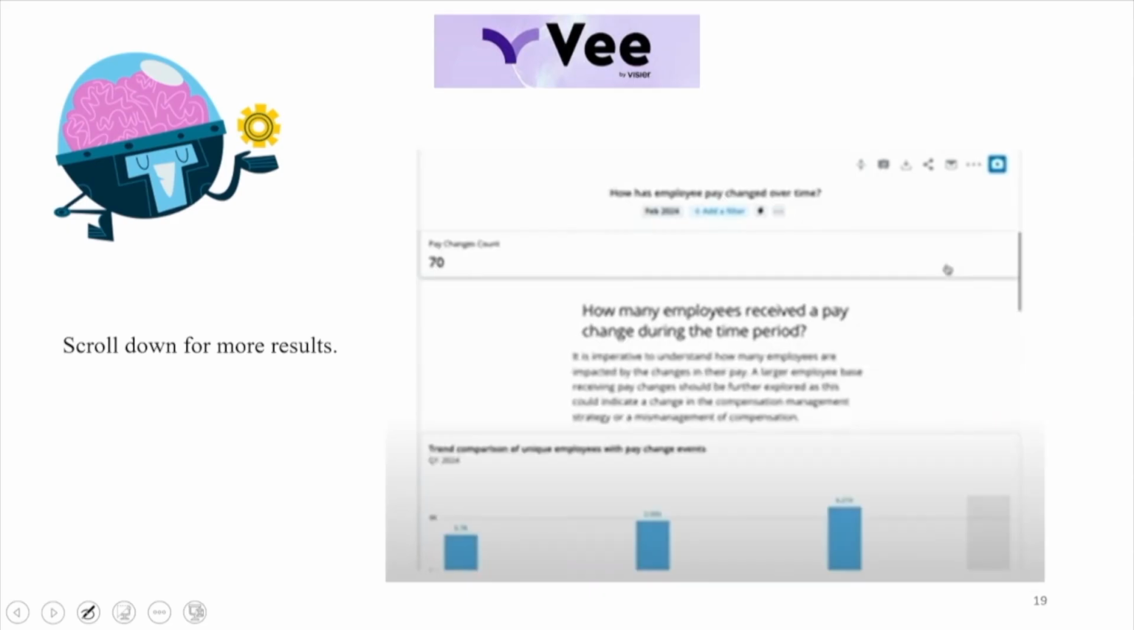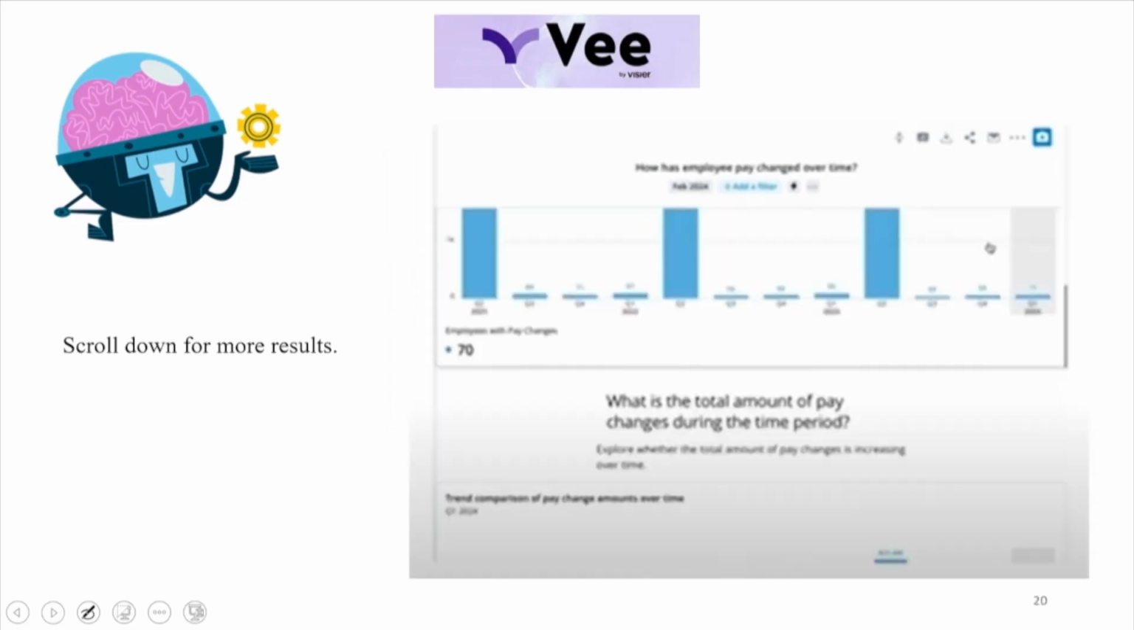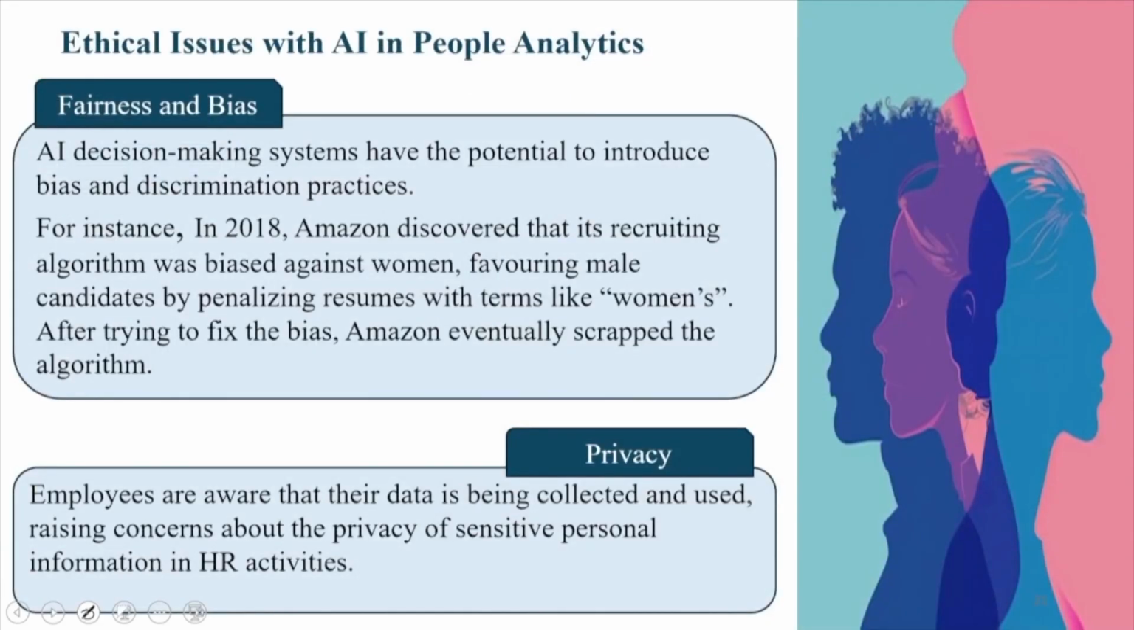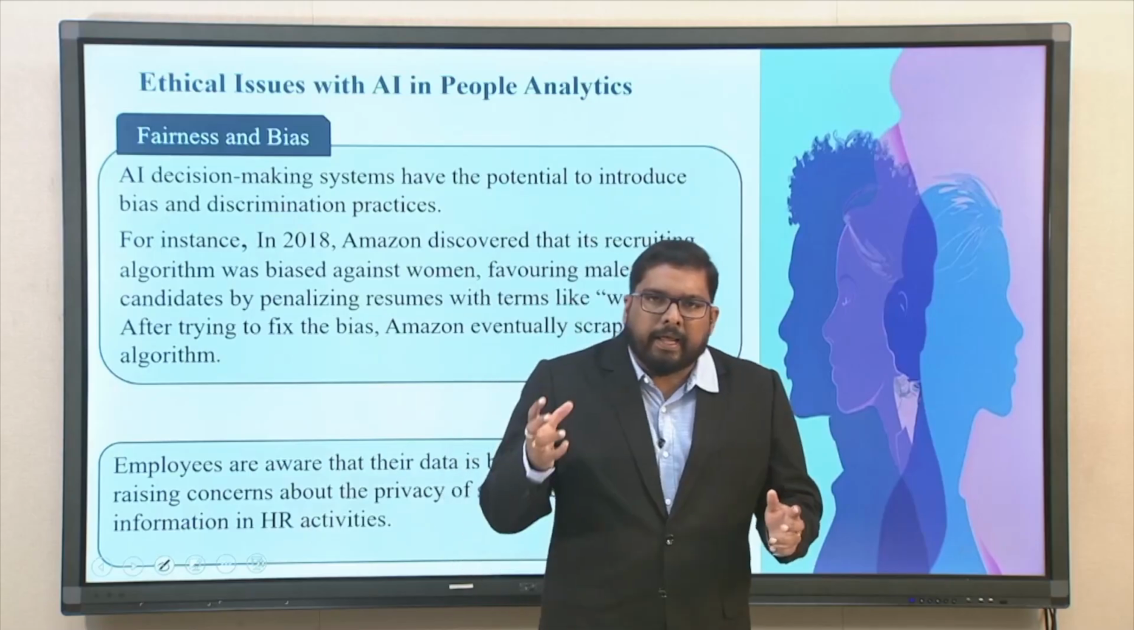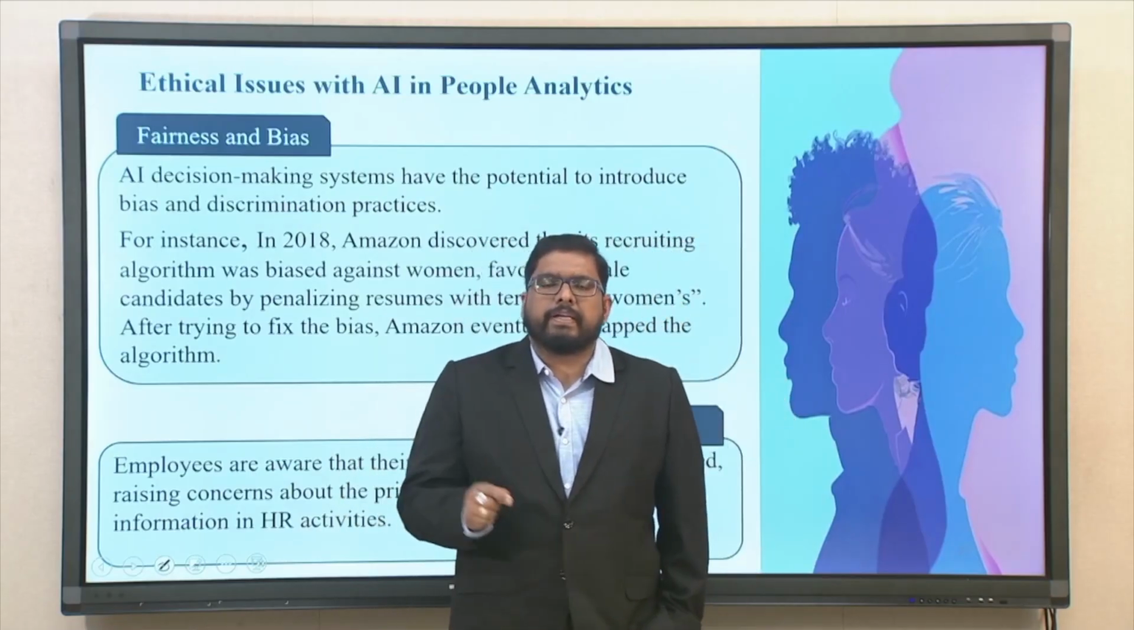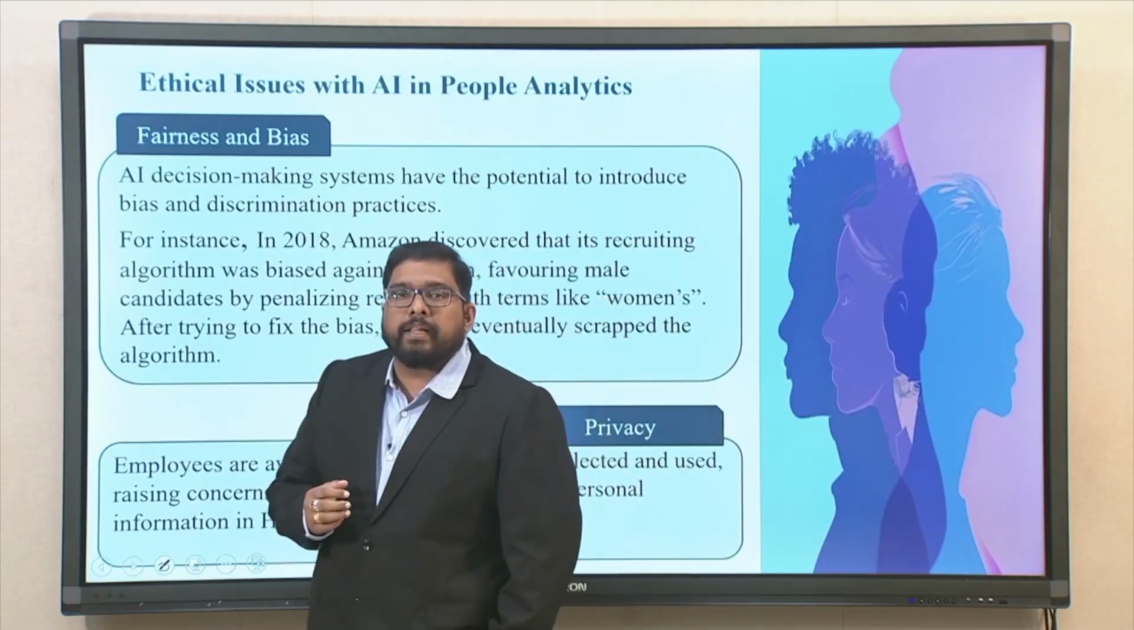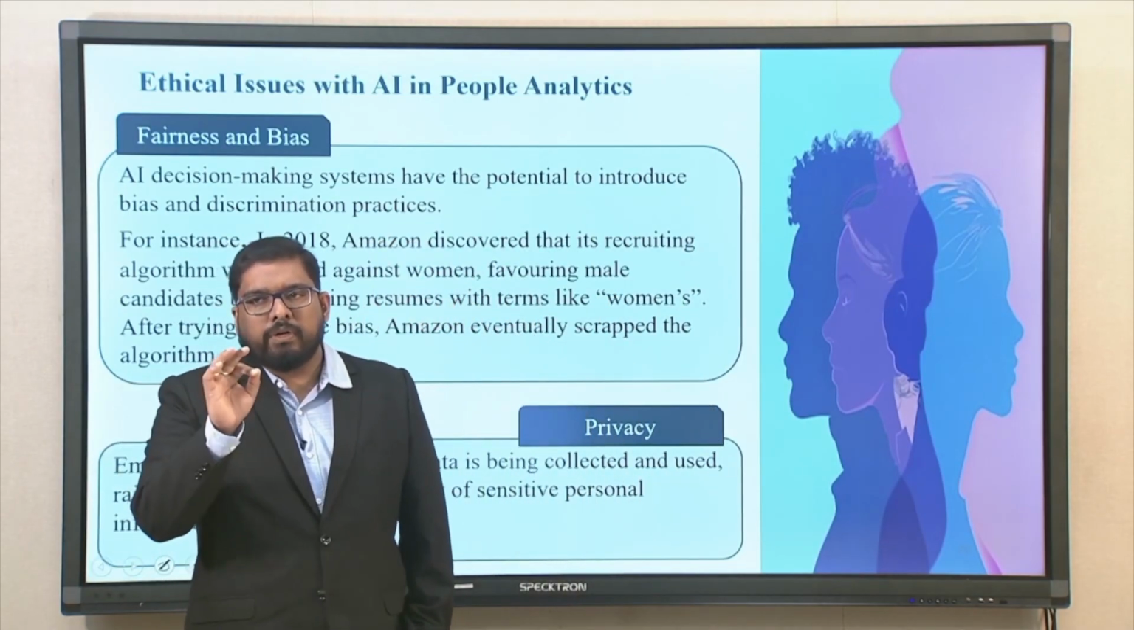You can also understand how many employees received a pay change during the time period. You can also understand the total amount of pay change. So how many employees and what is the total? Both the how and the what of the total payment can be obtained. So this is just a quick example of how these tools work and what the different benefits are. Now when you look into the tools specifically, you have to understand, again, a point I specified in the previous lecture also: what is the critical use of these tools for you?